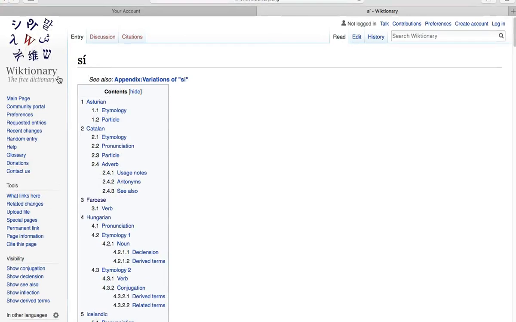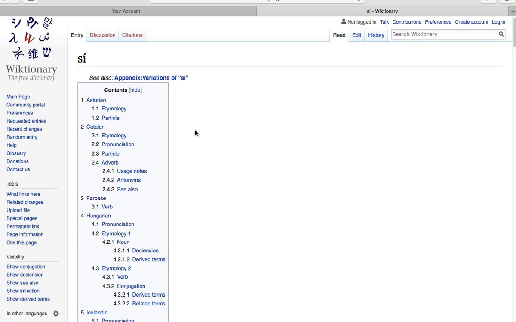We're on Wiktionary.org, and we're just going to look at this page of what the word sea means in other languages. In Spanish, sí means yes, or when it's written without the accent, si means if. Sí with the accent means yes, si without the accent means if. So, what do we have here?